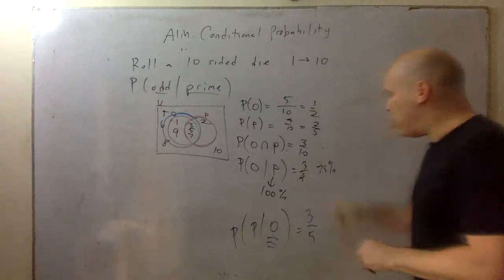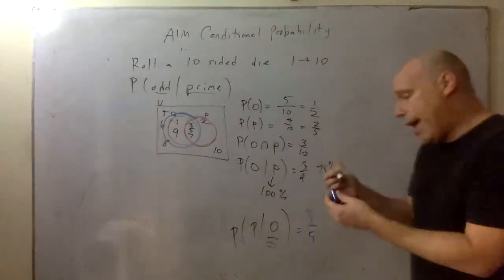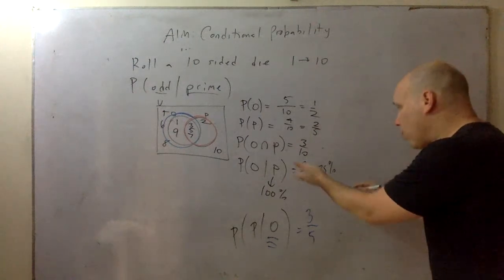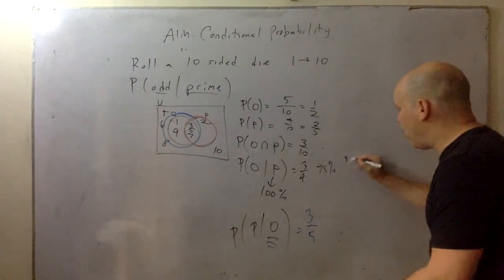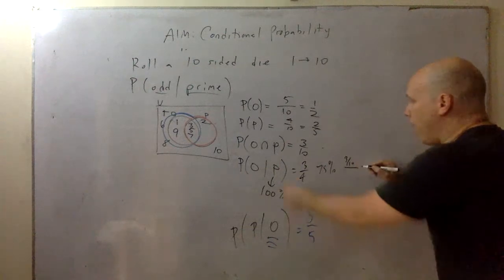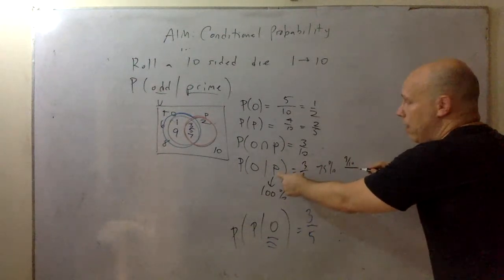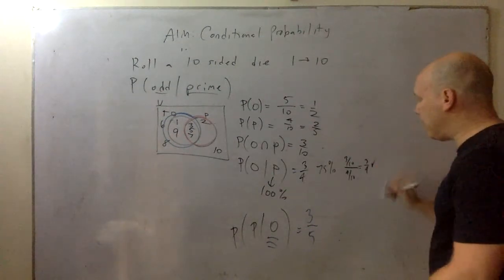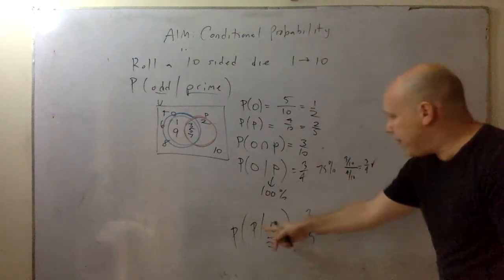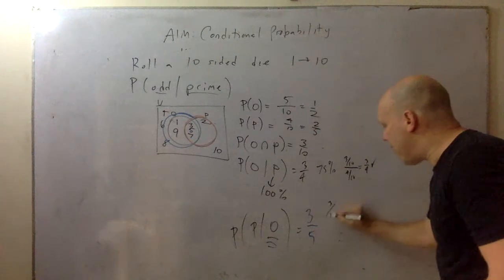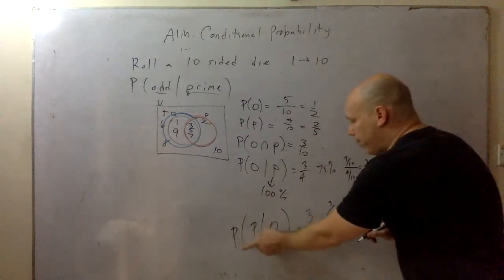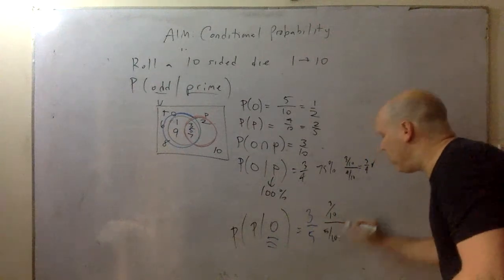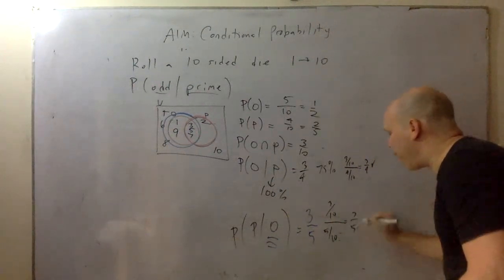So that's 3 out of 5. Can you use the formula for these? Yes, obviously you can use the formula for these, and you'll get the same answer. This is 3 over 10 divided by the probability of P, 4 out of 10, which is 3/4. That works out nicely. What's going on over here? Same thing. 3 over 10 divided by odd, 5 out of 10, which is 3 out of 5.